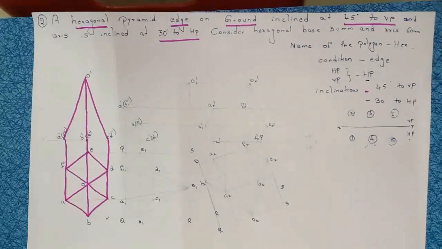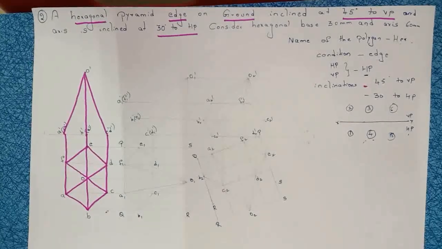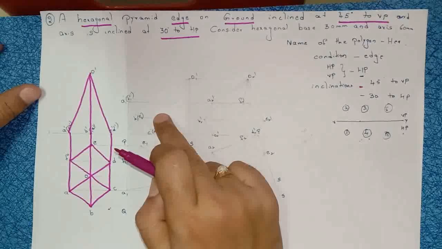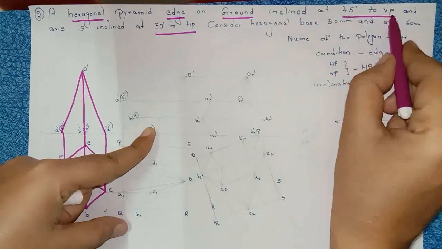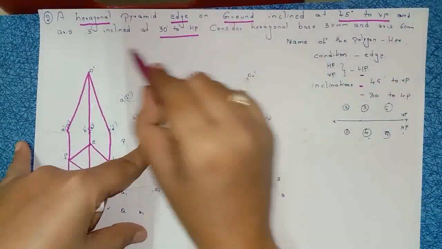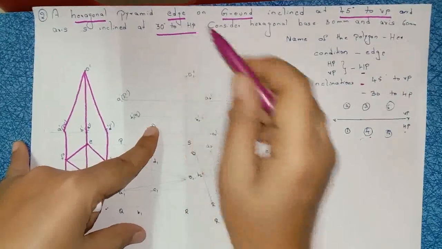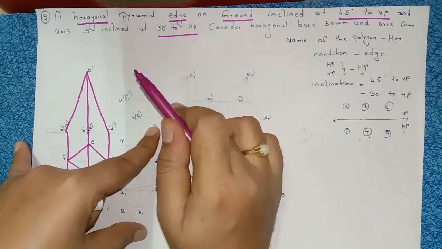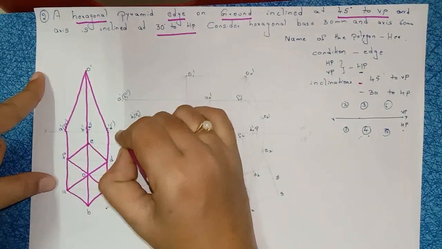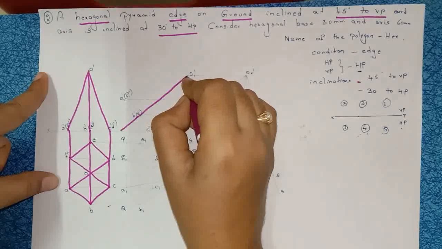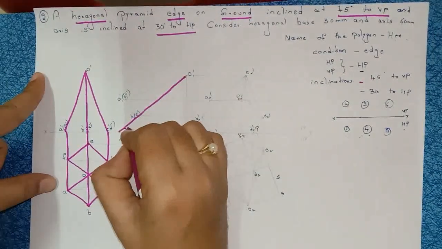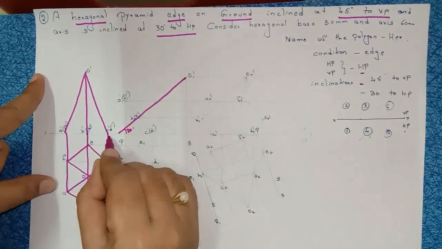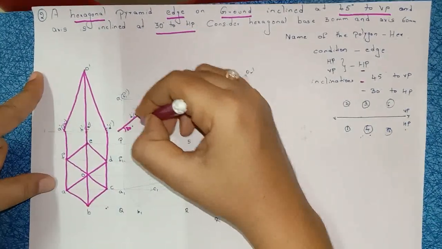1, 2, 3, 4, 5, 6. Now after drawing this 1, 2, the third step should be here. So you have to mark this one last. The axis is inclined at 30 degrees to HP, so you have to draw it here. Take the axis line at 30 degrees of any length first. The angle here is 30 degrees. So from A dash to C dash, measure this length by trial and error method.